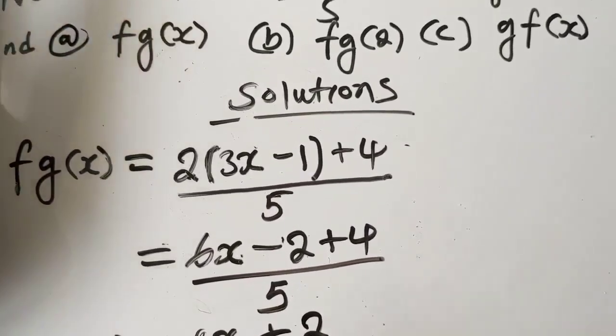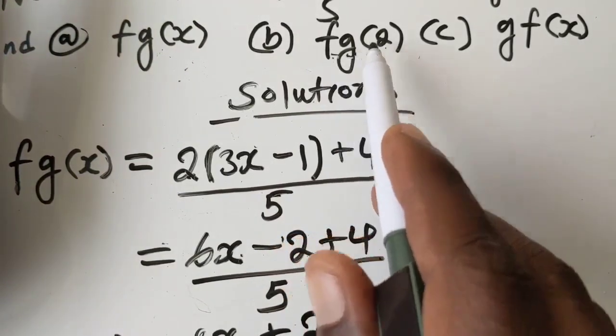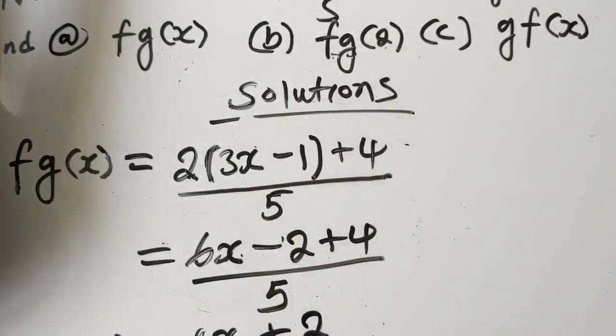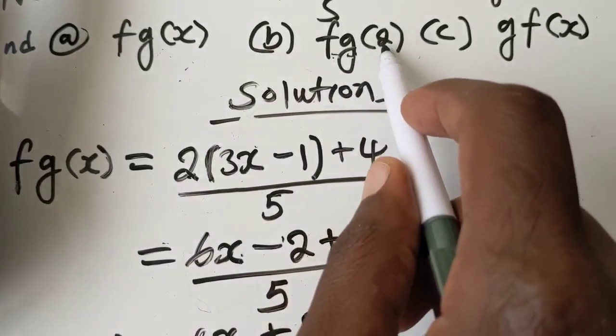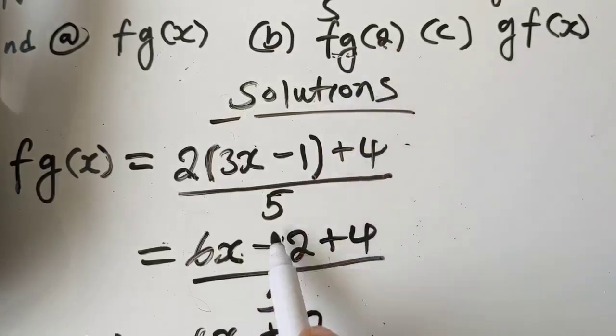Let's go to B. B is saying that fg of x, fg of what? Of x. Fg of x is equal to what? To 2. So fg of 2, not f of fg of x. So fg of 2.